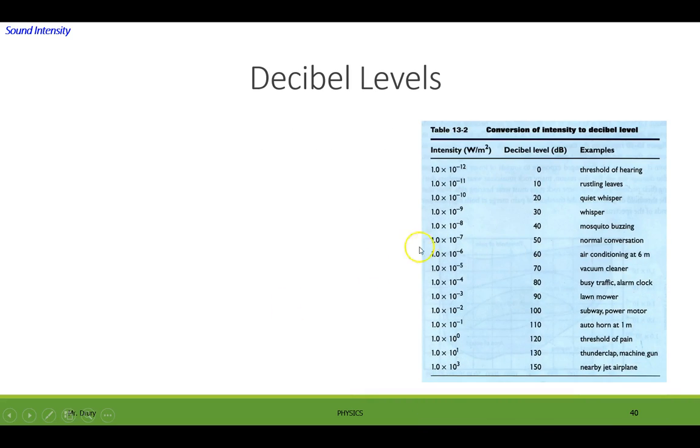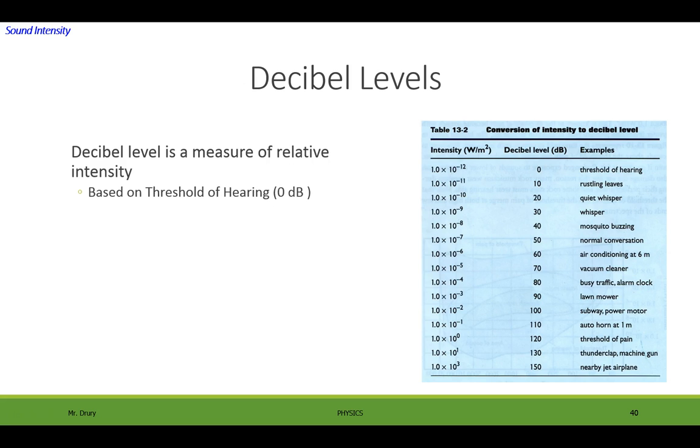Now here's a table that measures intensity to a relative scale called decibel level, where an intensity of 0 decibels correlates to an intensity of 1.0 times 10 to the negative 12 watts per meter squared, and that's known as the threshold of hearing. And every time the intensity goes up by a factor of 10, the decibel level goes up by 10. So the decibel level is only a measure of relative intensity. And it's based on, as I said, this threshold of hearing, called 0 decibels.